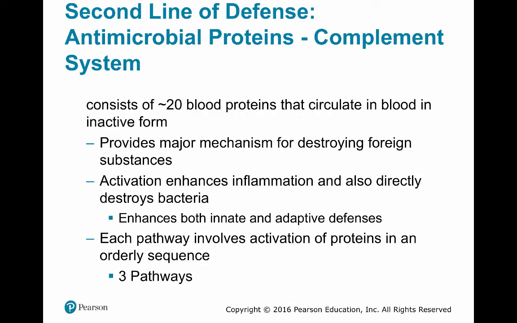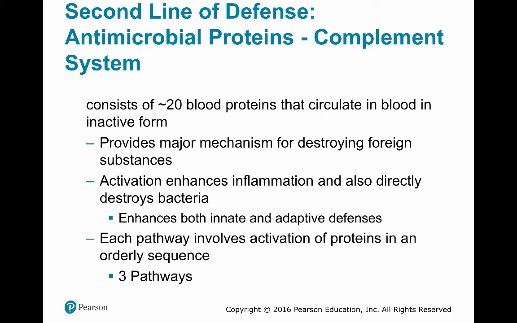Now, the next thing that we're going to look at are complement proteins. These proteins are part of what's known as the complement system. Basically, there are about 20 blood proteins that circulate in the blood, but they're all in inactive forms. They provide major mechanisms for destroying foreign substances. Activation enhances the inflammatory process and also directly destroys bacteria. So the complement system helps to enhance both the innate and adaptive defenses.